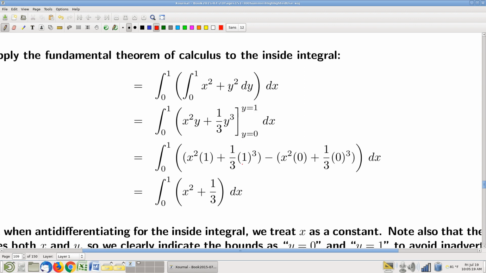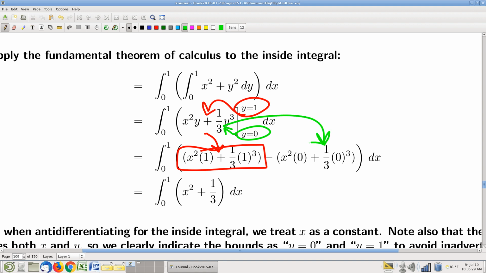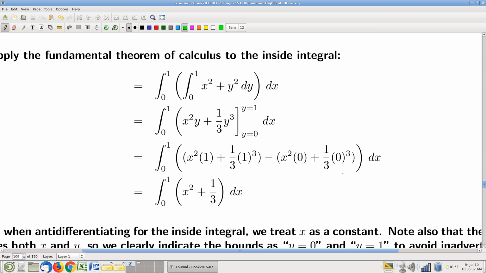Anyway, that said, you plug in y equals 1, and the expression turns into this. And then you plug in y equals 0, and the expression turns into that. And multiply now, collect terms, etc. And you get this. So that inside integral is this thing right here, x squared plus 1/3. How are we doing? Is everybody on board so far? We're not done yet. We still have to do the outside integral.